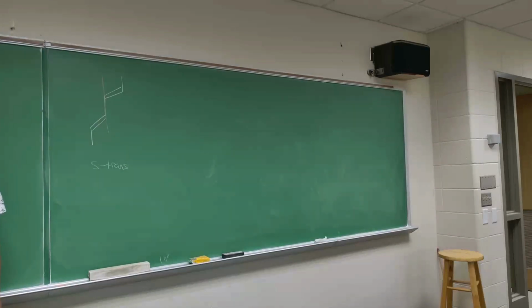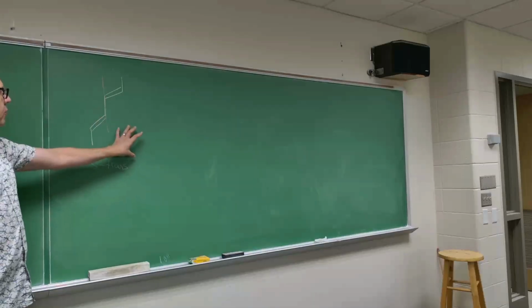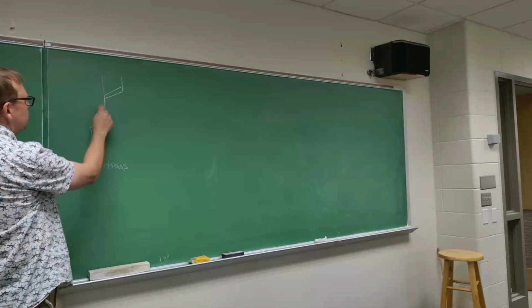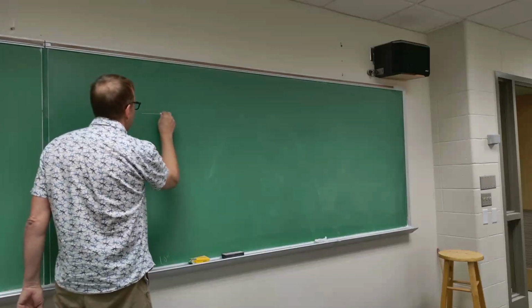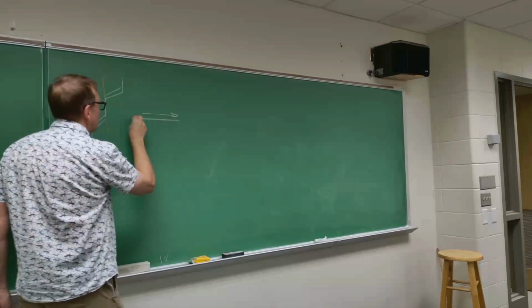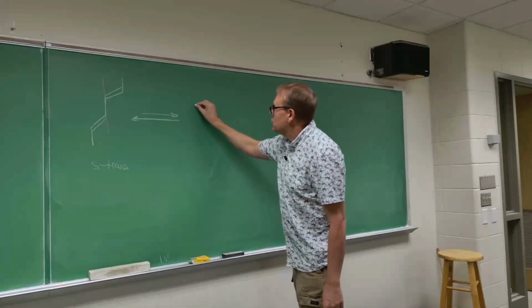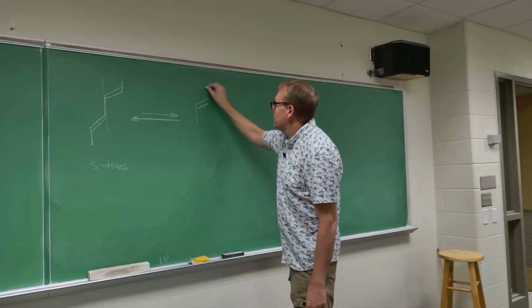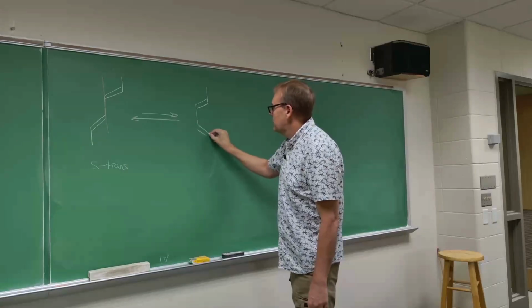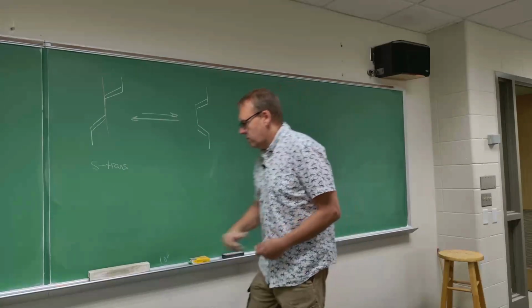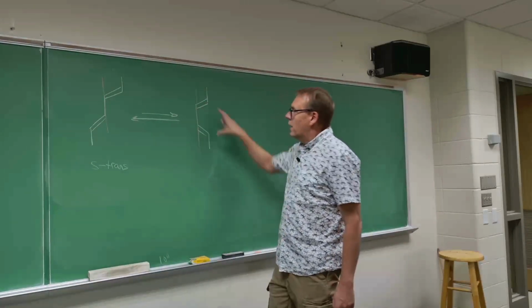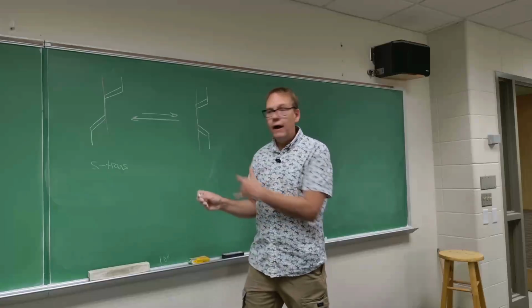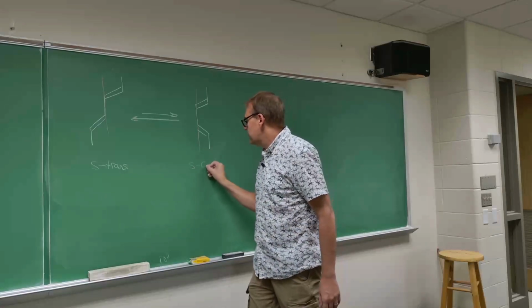Everybody okay with s-trans? All right, now let's rotate this double bond over this way. So I'm going to take this molecule, rotate about the central carbon-carbon bond, and just flip it over. That's going to give me an s-cis conformation that looks like this. And since the two alkene parts are on the same side of that line that I drew, this is s-cis.